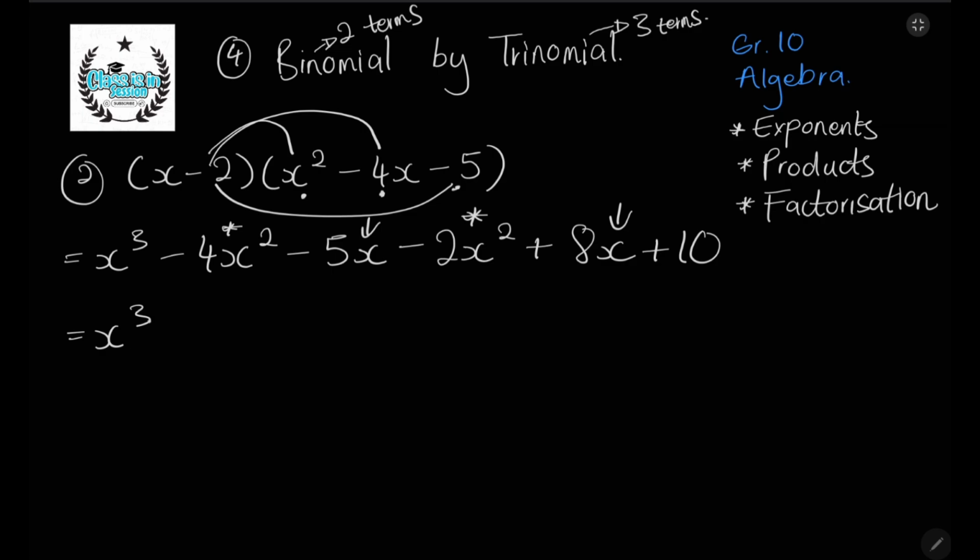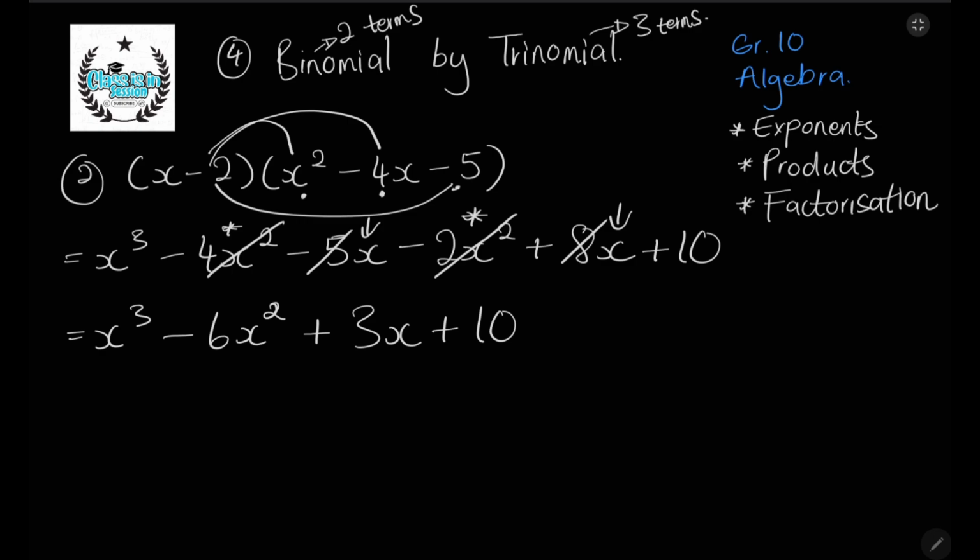So we have x cubed, the negative 4x squared minus 2x squared, which is basically negative 4 minus 2. We have negative 6. Let's write our x squared. Don't forget the variable and the exponent. We have negative 5x plus 8x. Negative 5 plus 8 is positive 3. Let's account for a variable. We have x plus 10.